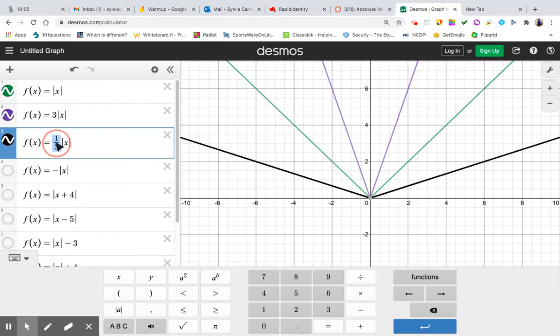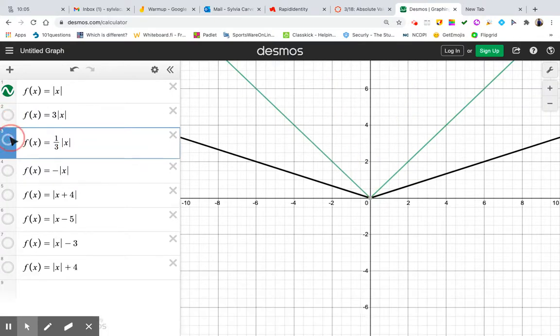And if it's a fraction between 0 and 1, it's going to be a shrink. So keep that in mind. All right, let's see what else we got in store. So let me get rid of those. Let's take a look at our next one.